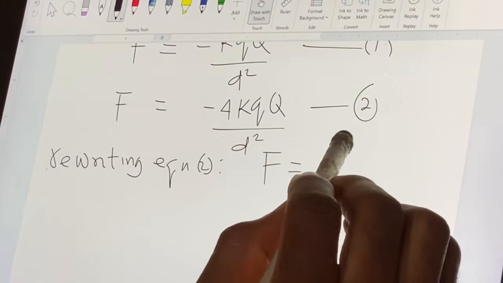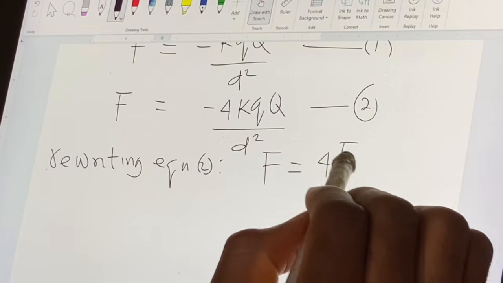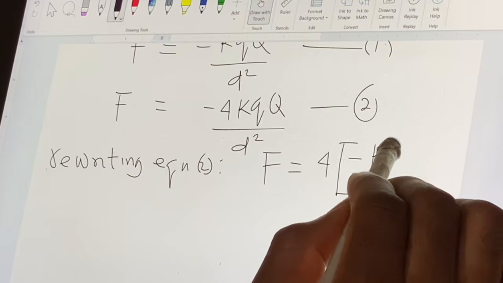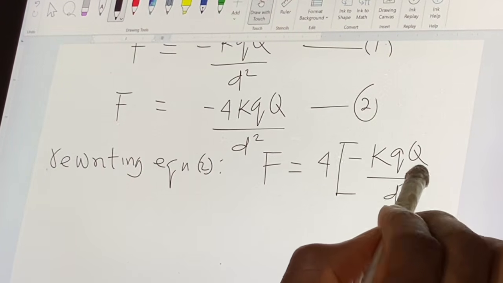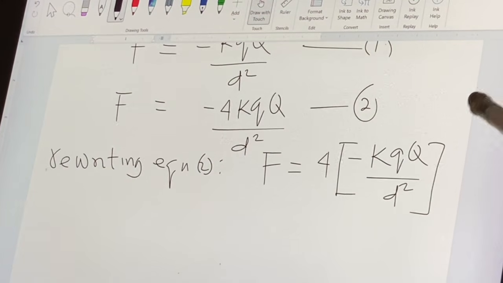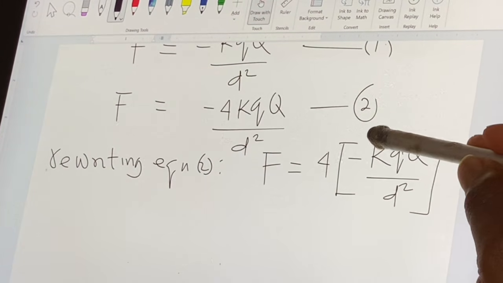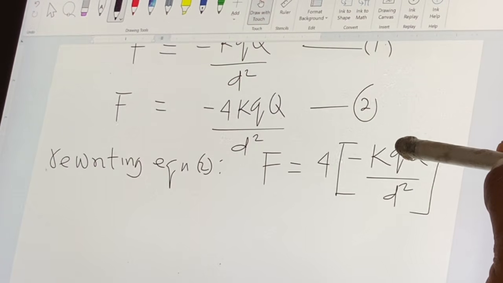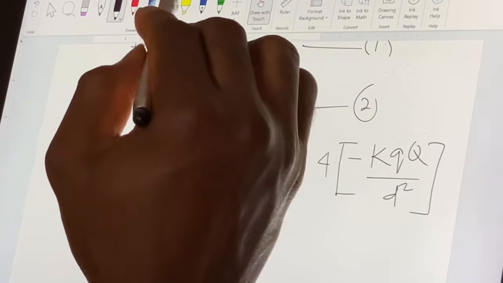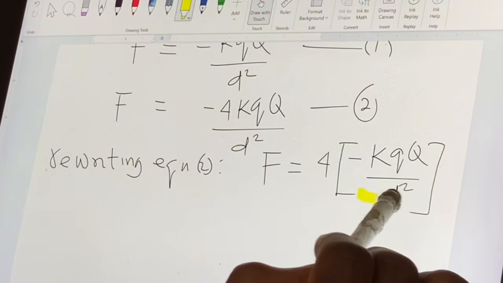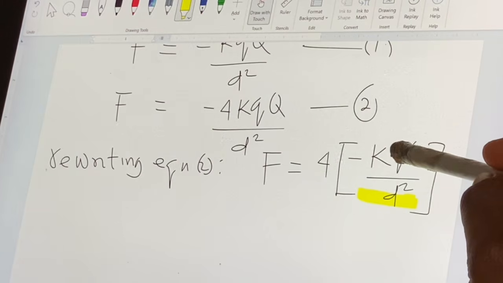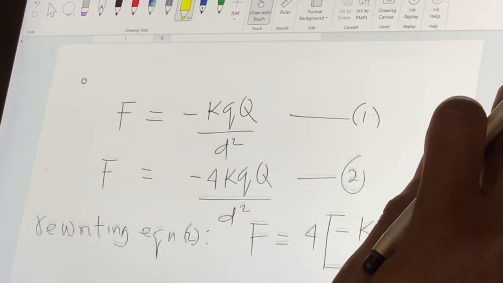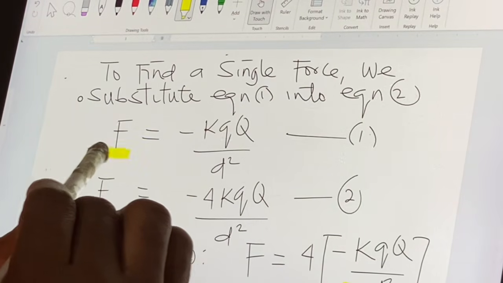F is equal to, if I add the number, we have this to be minus k, small letter q, capital letter Q over d square. When you factor out the number, that is 4, we have 4 into minus kq, capital letter Q over d square. This expression here replaces equation 1. So it means that anywhere we see minus kqQ over d square, we replace that as F, which is this here.